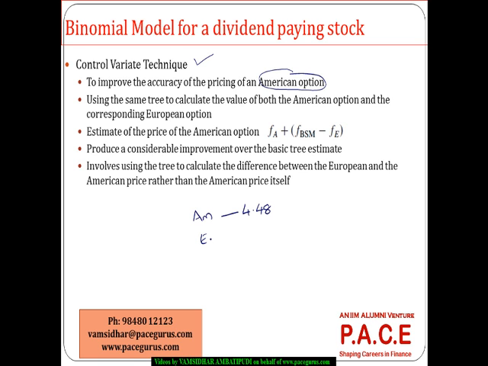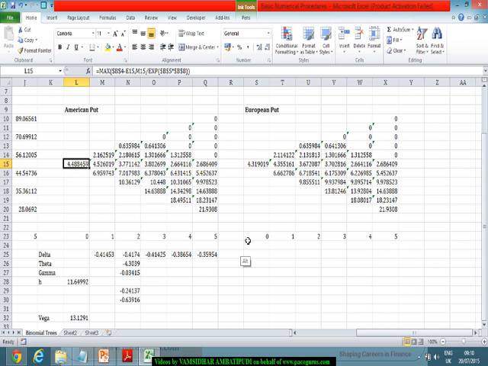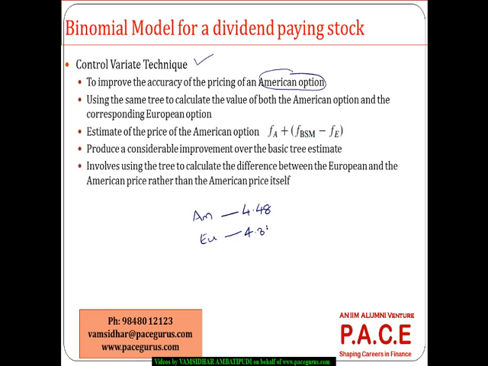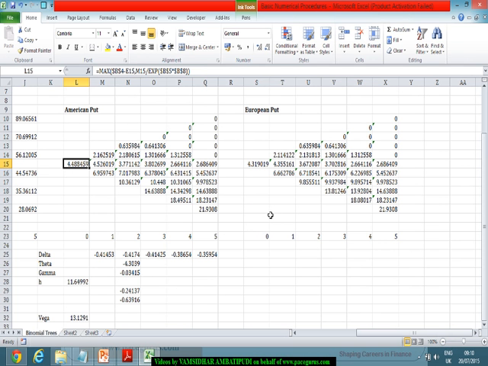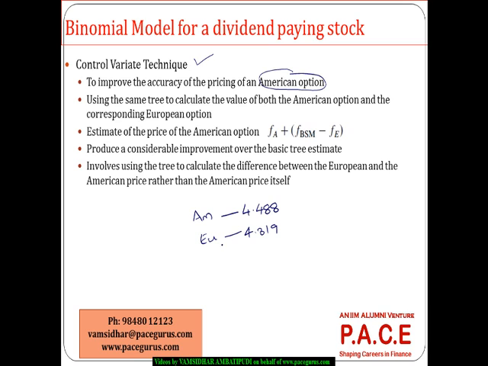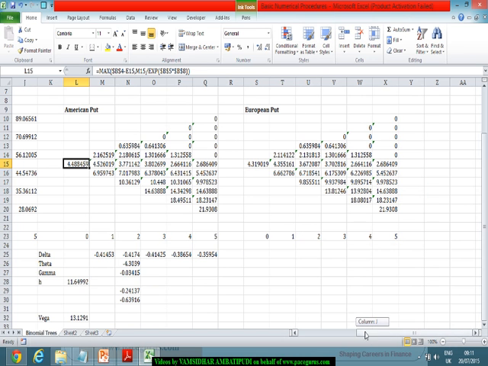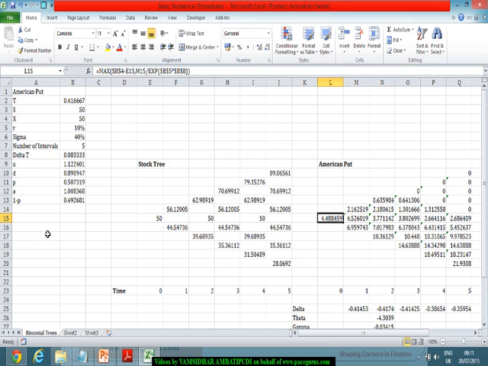whereas European, I got it as 4.319, 4.488. Right, so these two are the ones. So I am using the same tree both for American as well as European. So FA is the price of the American option, FE is the price of the European option. Now what we are saying is calculate using the Black-Scholes model as well, where a strong analytical model is present.